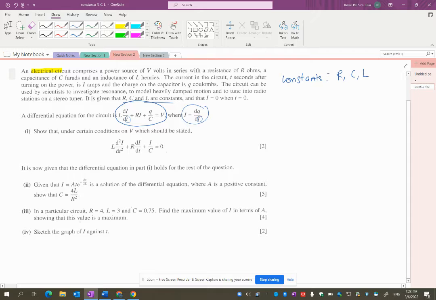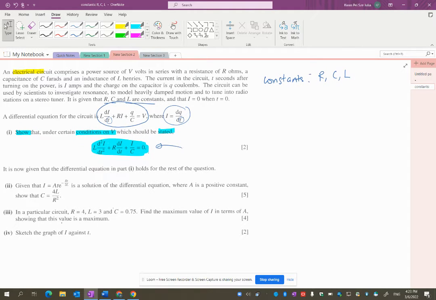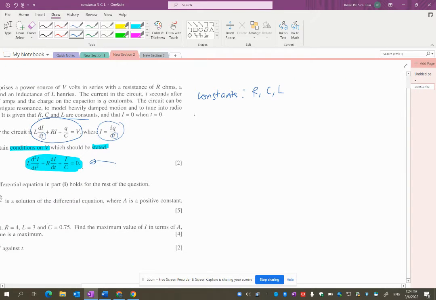So part one, we need to show that under certain conditions, which should be stated. So take note that not only you have to show this, but you also have to state the conditions for V for which this holds. Okay, so you need to answer these two parts. So let's answer this part first. Let's show this first. So how do we show this from this dE? So let's write down the dE given.